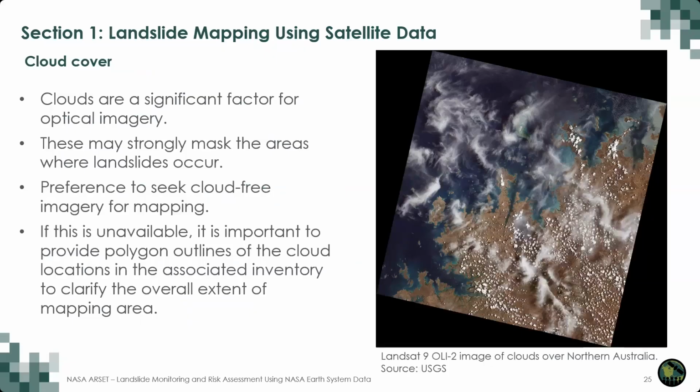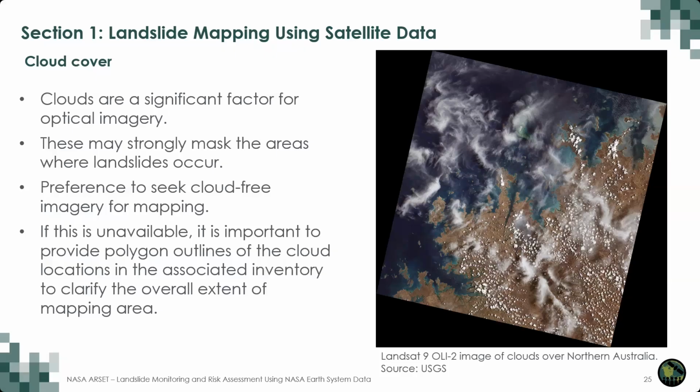Again, as I mentioned before, cloud cover is a really significant factor for optical imagery. Here's just a nice image of different types of clouds over Northern Australia using Landsat. You can see that there are small puffy clouds at low level, and then at higher level you've got these larger cirrus forms. Each of these can mask the areas where landslides have occurred or could occur. It certainly is a preference to seek cloud-free imagery for mapping where possible.